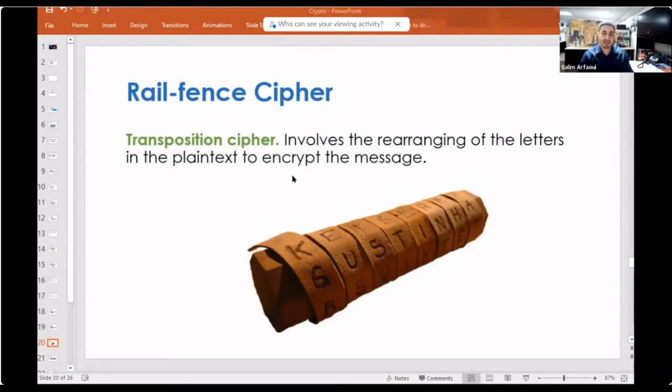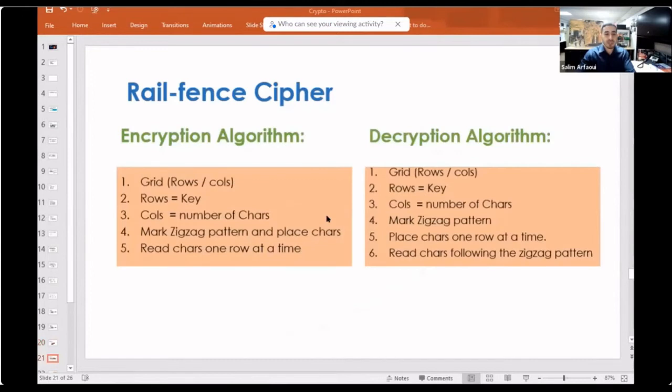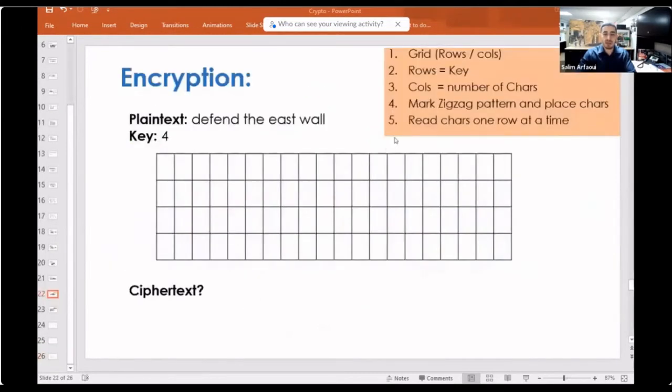What that means is that it does not involve substitution of characters. However, it involves the rearrangement of characters. So say Caesar cipher does substitution, and rail fence does the rearrangement. It's going to just mix and rearrange the characters based on a certain algorithm. So I put down basically the steps for the encryption algorithm and the steps for decryption. Let's follow these steps in this example.